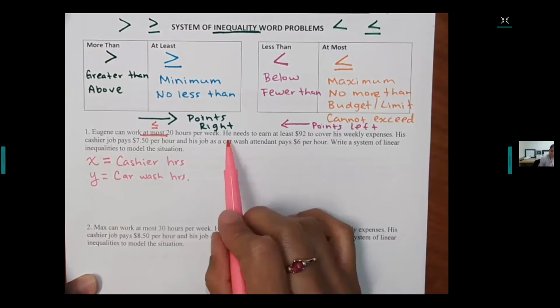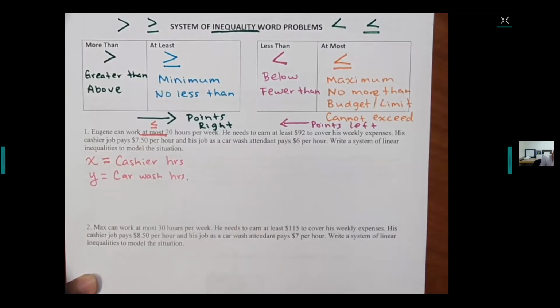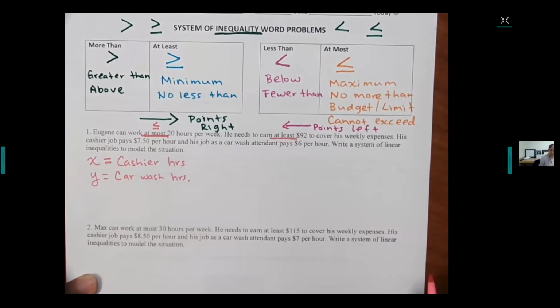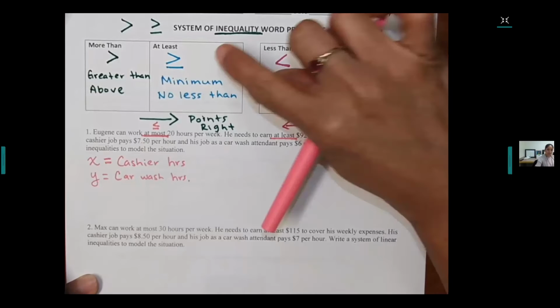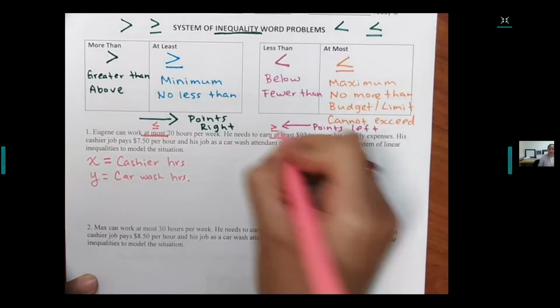The next part says he needs to earn at least $92. So Ms. Tran, what does at least mean? At least mean like no less than. So it's a minimum. So greater than and equal to 92. Good. So for at least, and if you see we have this keyword too, he wants to make at least $92. So that means $92 or higher. So this inequality here is going to be greater than or equal to.